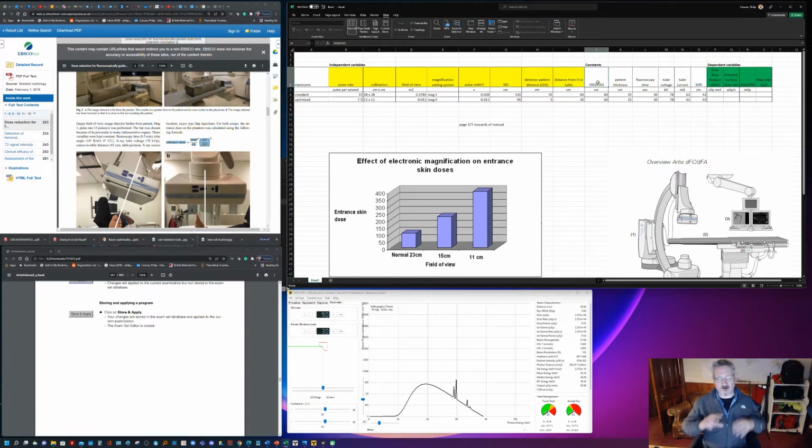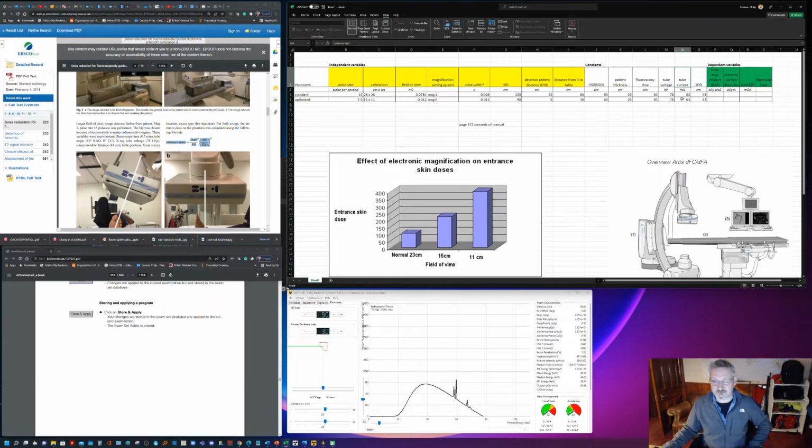The constants are either not in control, or they're things that you're going to try and keep the same, even if you could change them. So these are the constants. Now it tells us, obviously the patient thickness is a constant, I've just guessed at 25 centimeters. The fluoroscopy time they tell us is 30 seconds, so I'm going to use that. The tube voltage they tell us is 78 kV, so I'm going to keep that. The tube current, they said that one was 66 mA and the other was 60 mA.